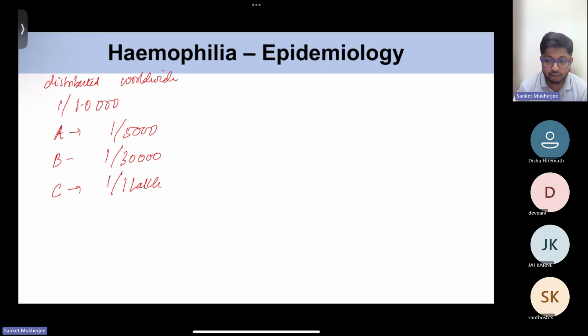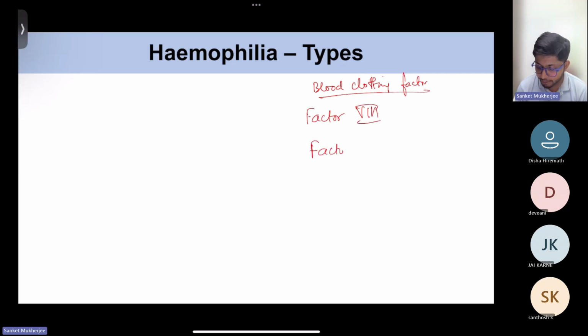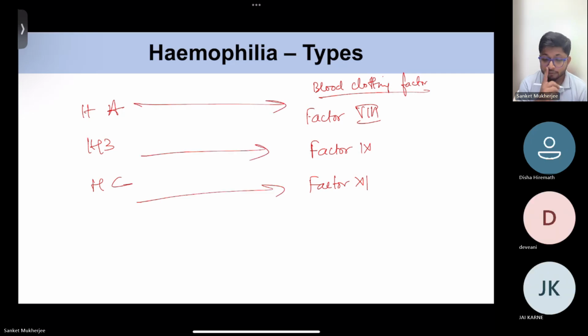So if we talk about the types of hemophilia, it can be classified by the deficiency of blood clotting factors. If there is a deficiency in, let's say, factor 8 or factor 9 or factor 11, based on this, it is called hemophilia A, hemophilia B, or hemophilia C. Hemophilia A is the classic hemophilia and is the second most common type of hereditary blood disease.